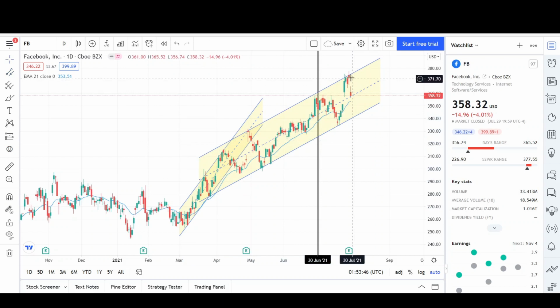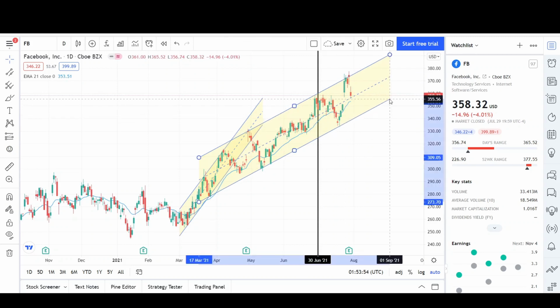And look what we just did. We just came off the higher side of the channel. So every time we come off the higher side, there's a high probability that we're going to come back to the lower side. And that's what we're most likely doing right here.